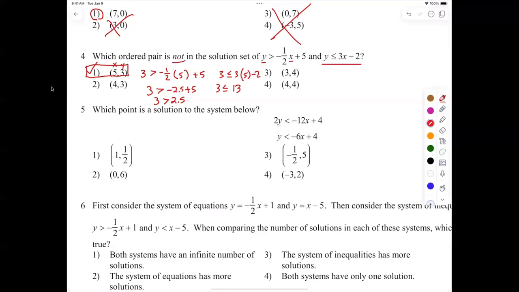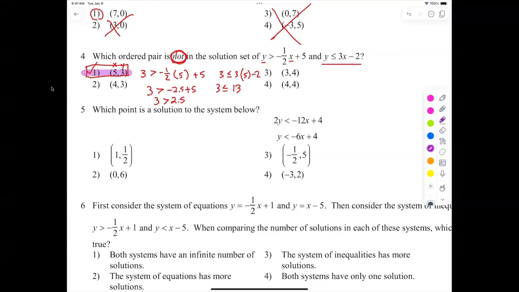And again, I hate these problems. It says which one is not the right one? Is everybody okay with that? Make sure you're understanding me because I just messed that up. One would be an answer, but because it's a solution, it's not the answer we want.